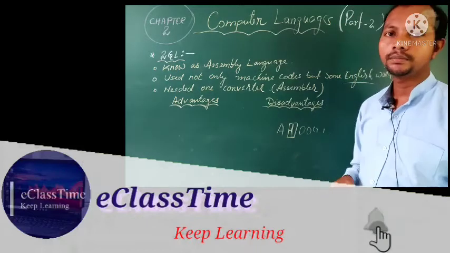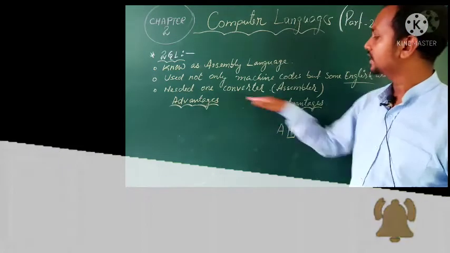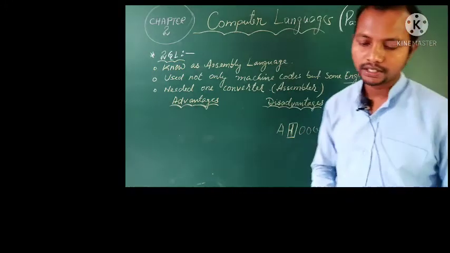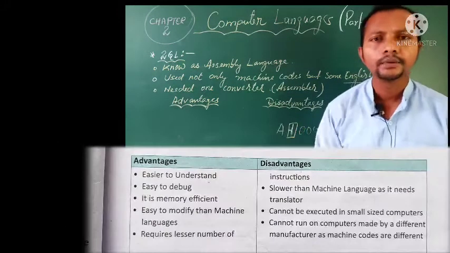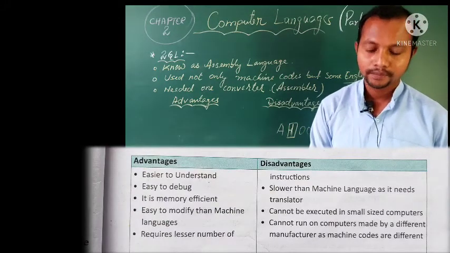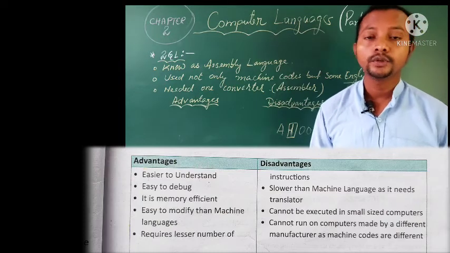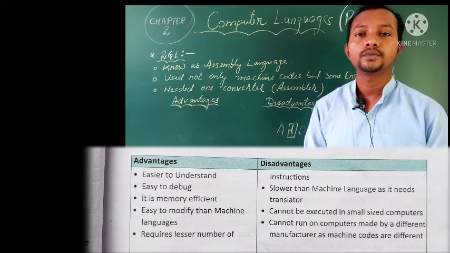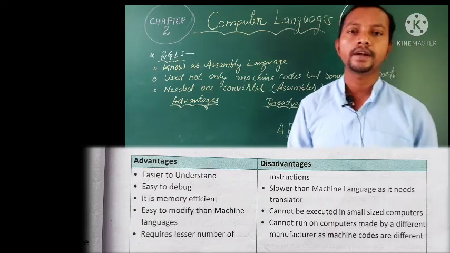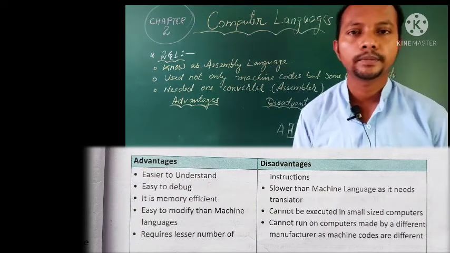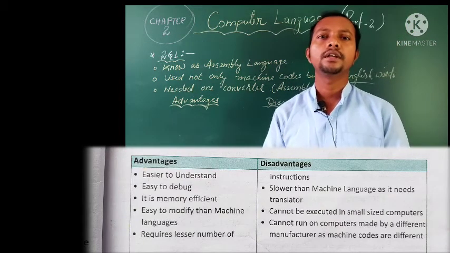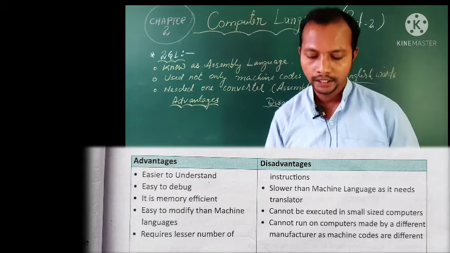Dear friends, it has some advantages and disadvantages. Now what are the advantages? It was easy for people to understand, because it was using English words. It was easy to debug. Wherever there were mistakes, people were able to find them. In the first generation, people were not able to find the mistakes because there were only zeros and ones. Here people were able to find them.